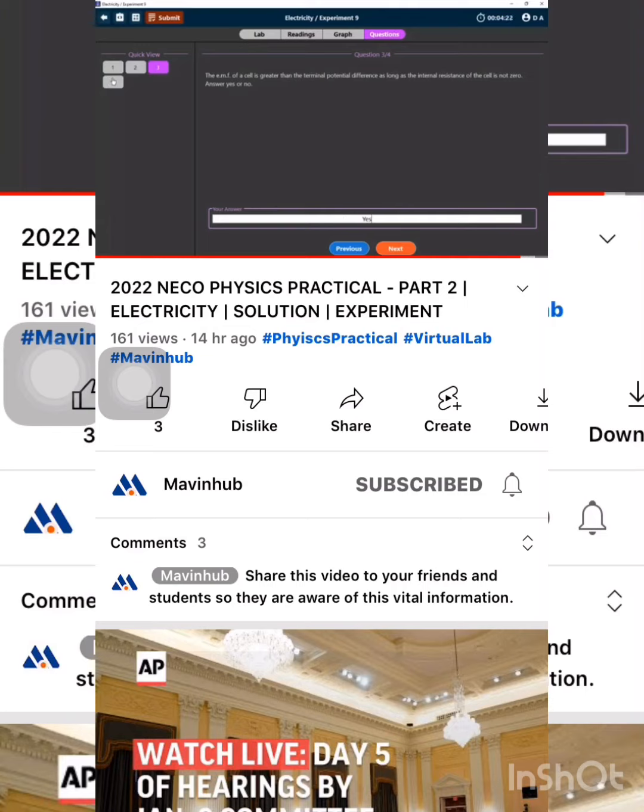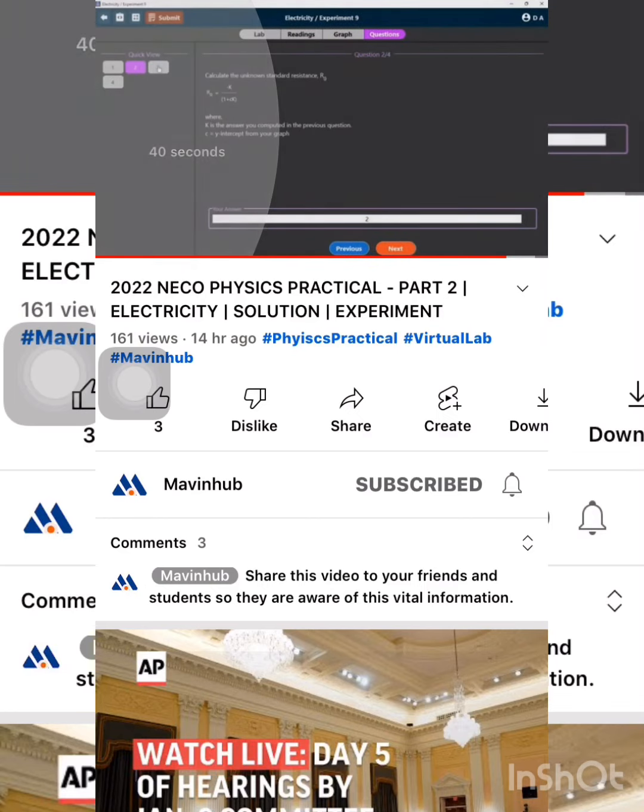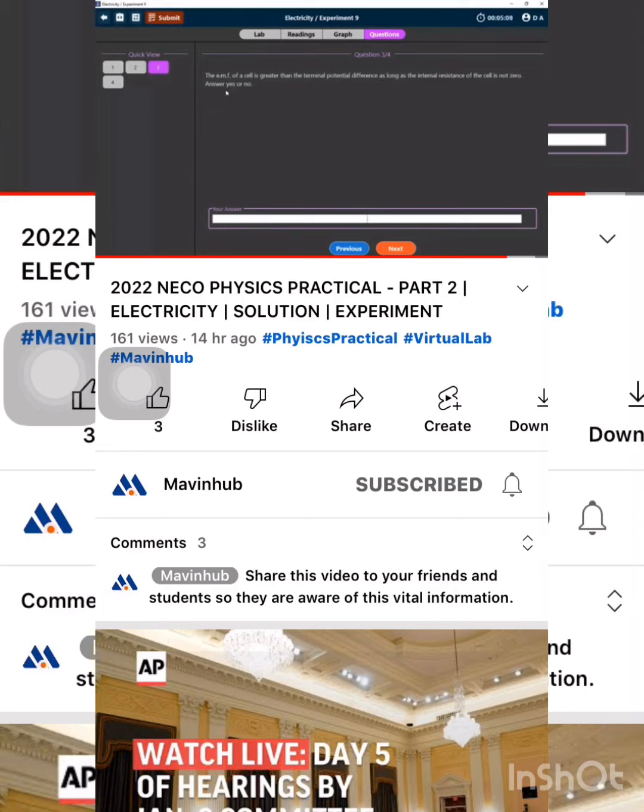The last question is all about this. But let's look at the third question. The third question is just a question about EMF. If the EMF of a cell is greater than the terminal potential difference, as long as the internal resistance of that cell is not zero, can we say the EMF is always greater than the terminal potential difference? Well, in this case, the answer is yes, because EMF is the voltage when the circuit is open.